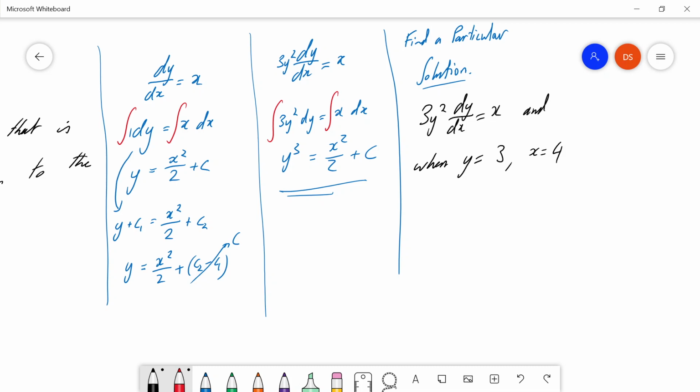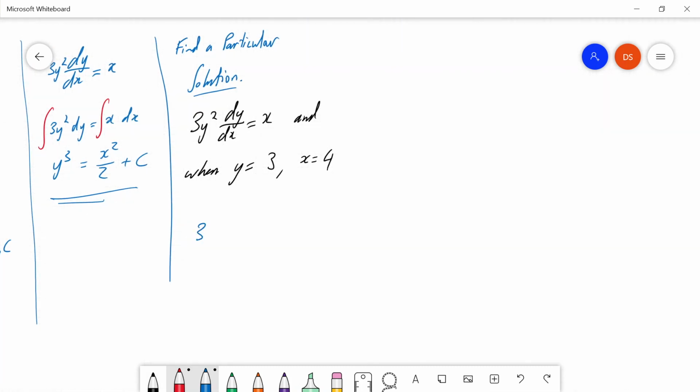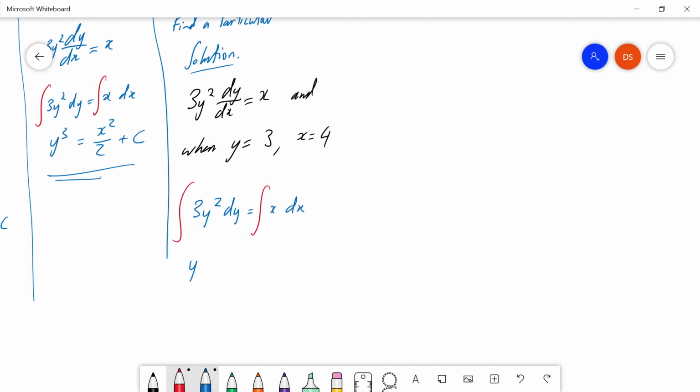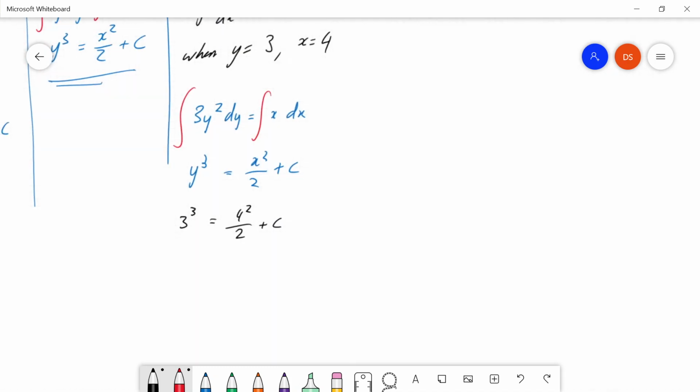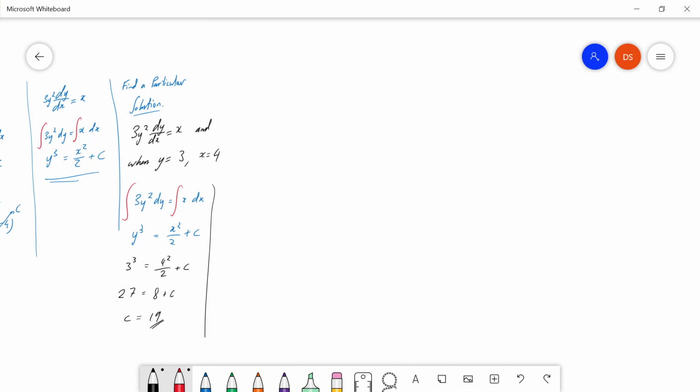So first off, what we do is we take the dx onto the other side. We must write the integral symbols. Then we integrate, add 1 to the power, divide by the new power. And then we add 1 to the power, divide by the new power, plus c. Now we have a general solution, but for a particular solution we can just substitute. So I'm going to substitute y equals 3 and x equals 4. We're going to find c. So 3 to the 3 is 27, 4 squared 16 divided by 2 is 8, so c is equal to 19.